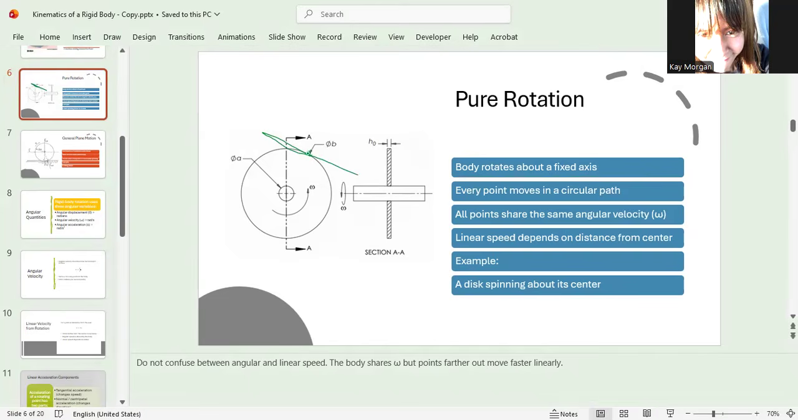So this point, and we measure the linear speed. And then of course your angular speed is happening here. So slower here and then faster here for linear speed. Angular speed, this one is going to be pretty much the same.